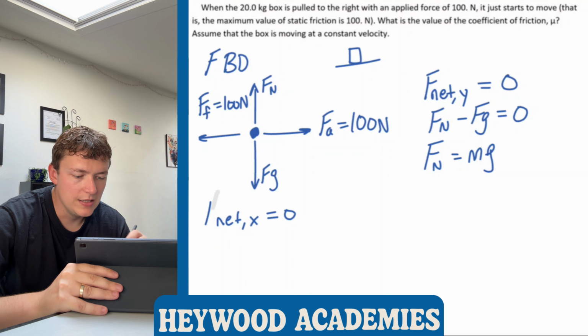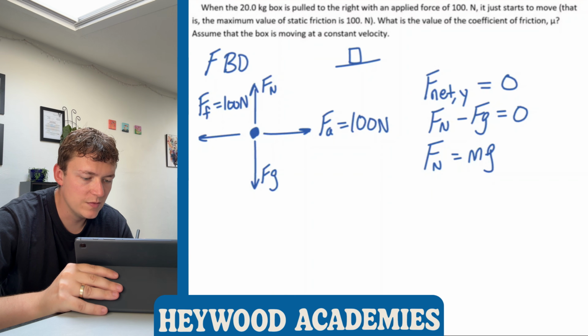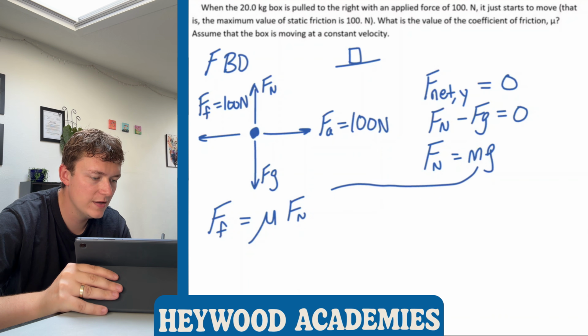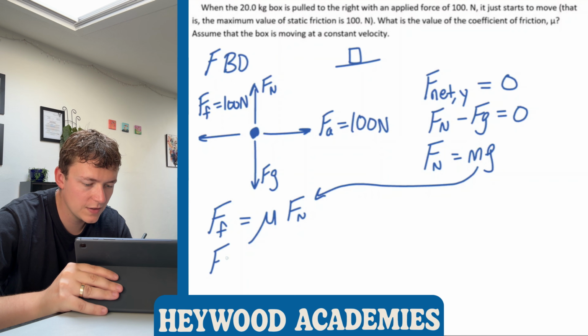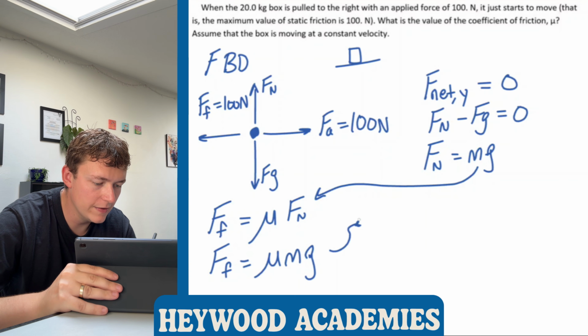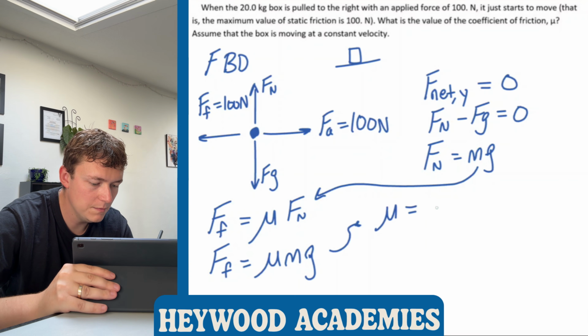And you know what, we actually don't really need that one, because we've already kind of solved that that should be 100 newtons. So what we can go ahead and do is just go like this. Friction force is equal to mu Fn, and then we can sub this in here. So friction force is equal to mu mg, and then we can rearrange this to get mu is equal to friction force over mg.